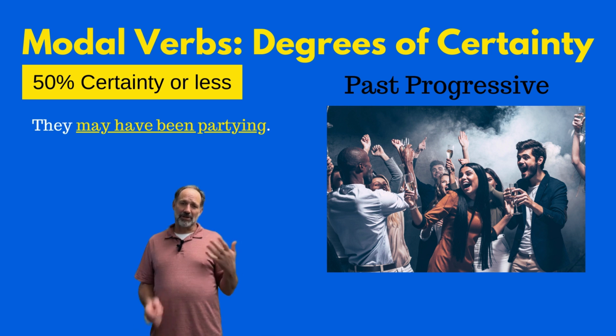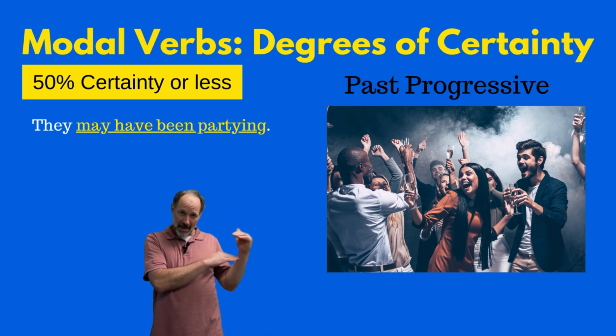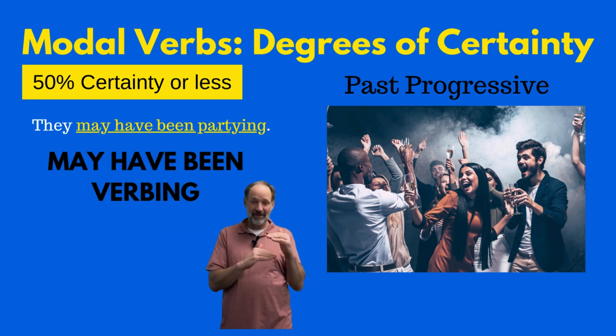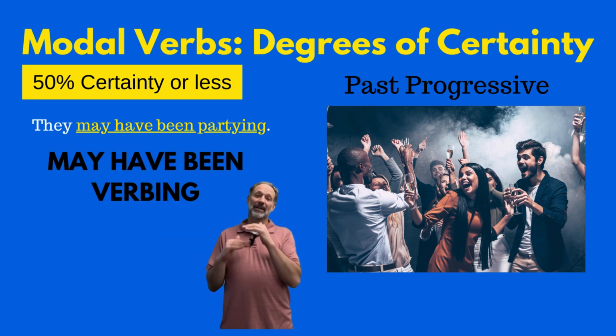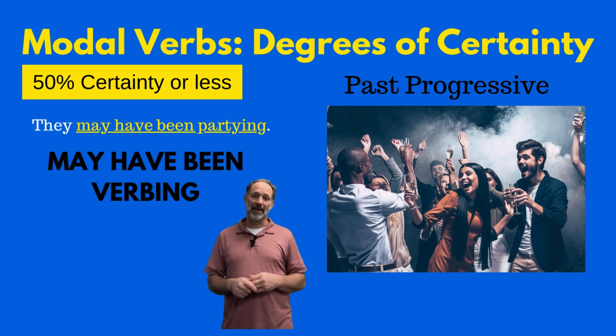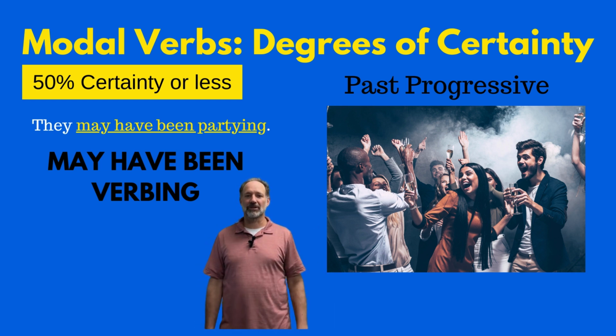In that situation, we're showing about 50% certainty, and we use the modal verb may plus have plus been plus verb-ing, may have been verbing. And that shows about 50% sure or less than 50% sure about what happened.